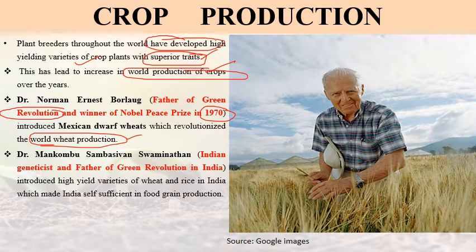In India, this role was played by Dr. Kombu Sambasivan Swaminathan, abbreviated as Dr. M. Swaminathan. He is an Indian geneticist and father of the Green Revolution in India. He introduced high-yield varieties of wheat and rice in India, which made India self-sufficient in food grain production.